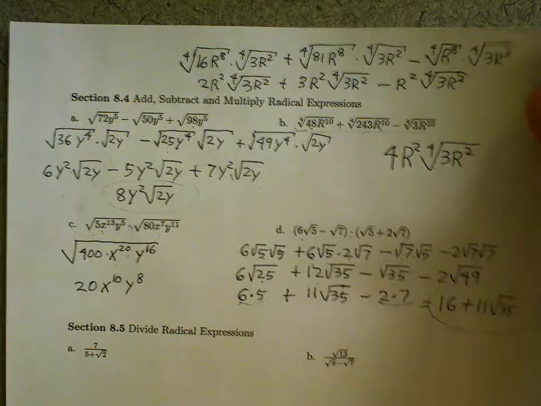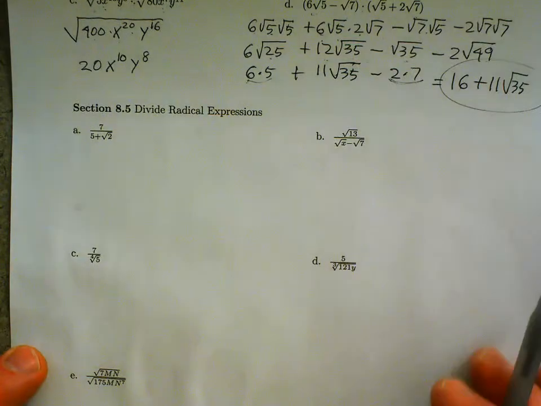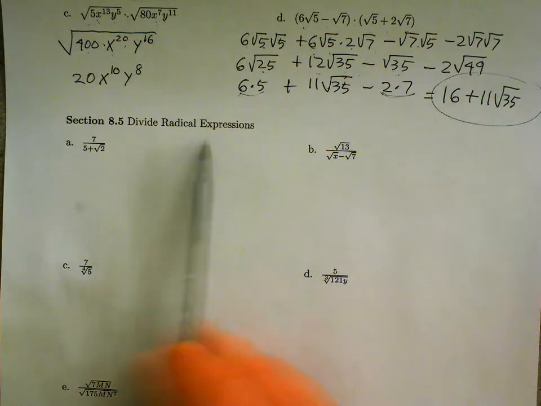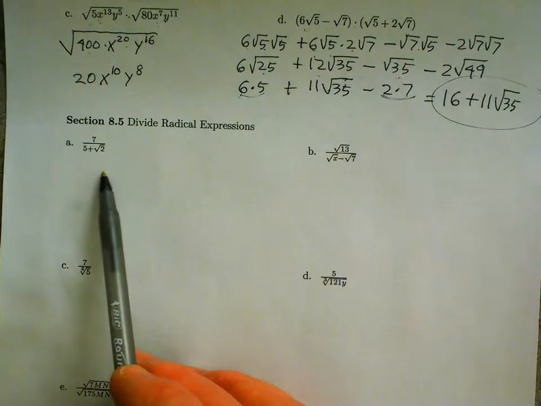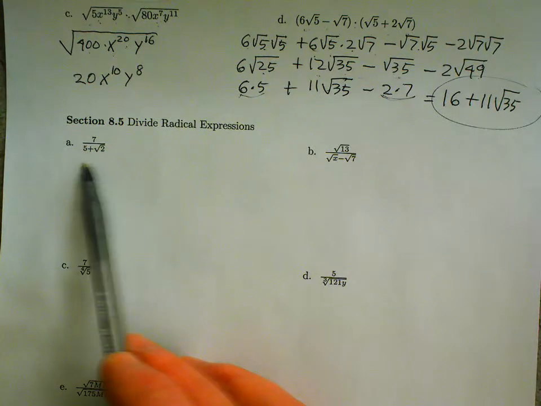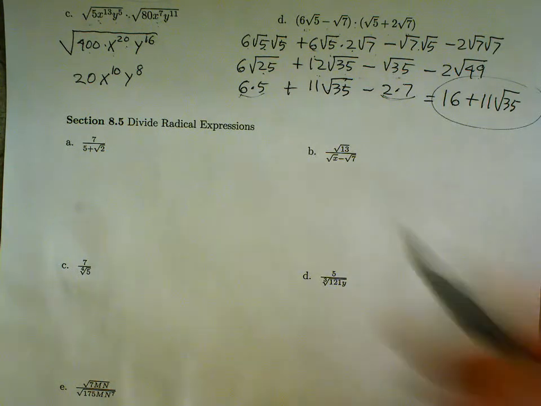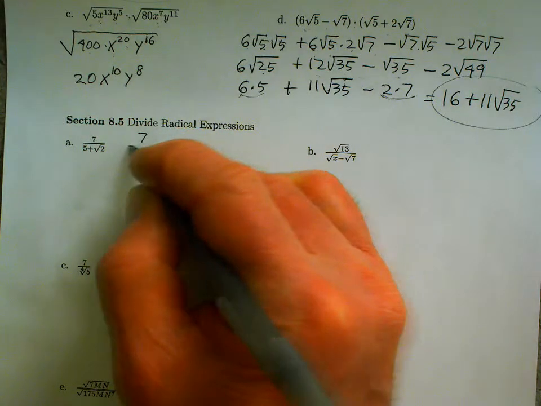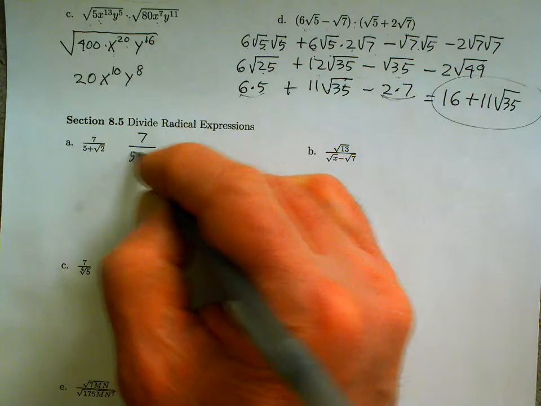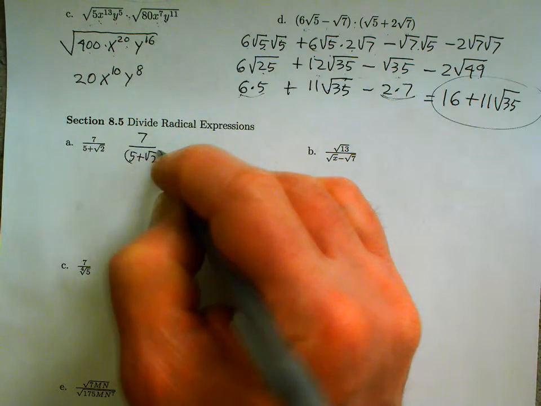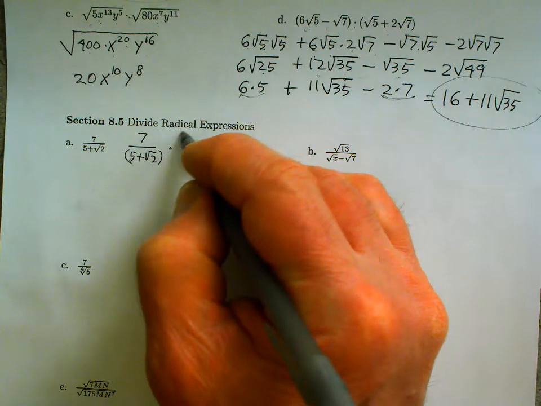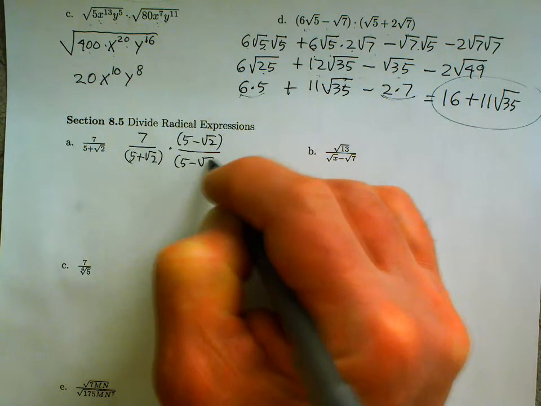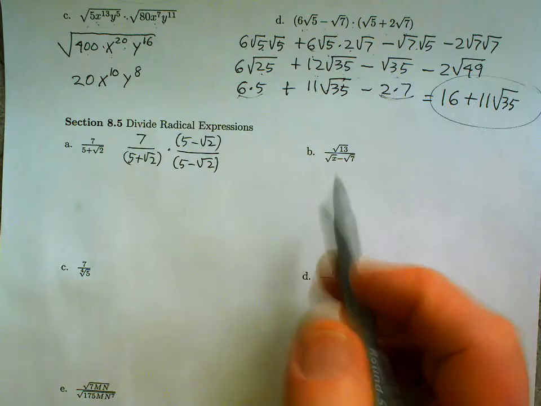Okay, the next one, divide the radical expressions. So that means we want to rationalize the denominators. So 7 divided by 5 plus the square root of 2, we're going to multiply 7 over 5 plus the square root of 2 by 1 in the form 5 minus the square root of 2 over 5 minus the square root of 2. We're just multiplying by 1.